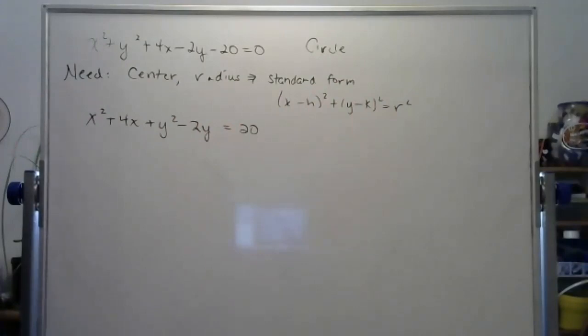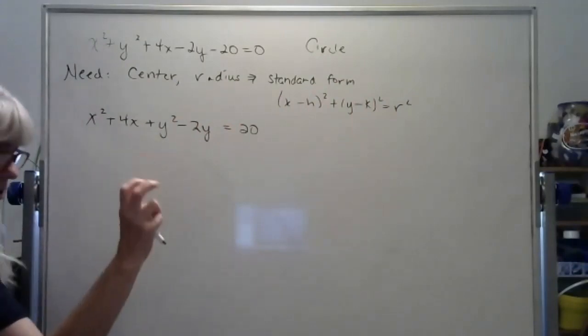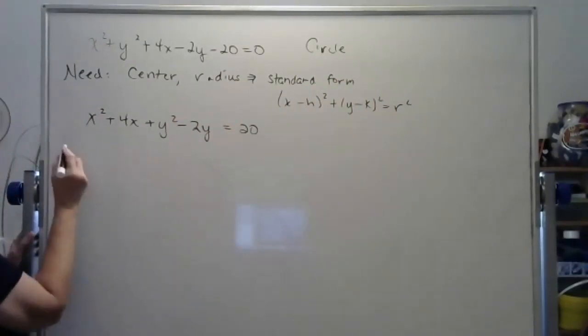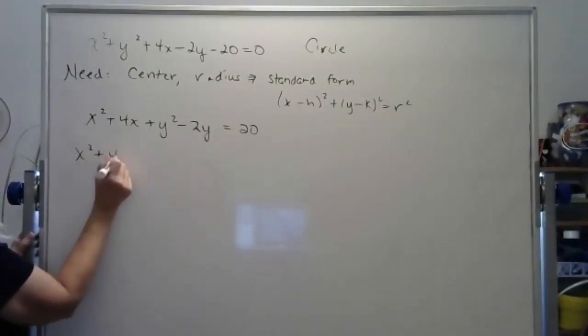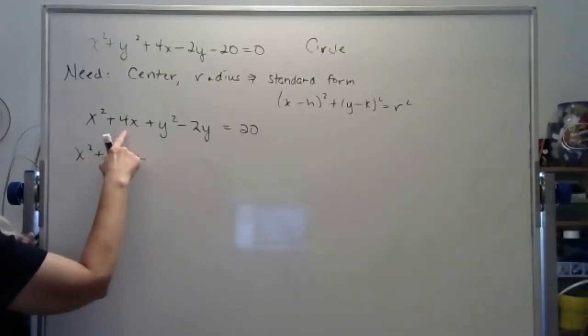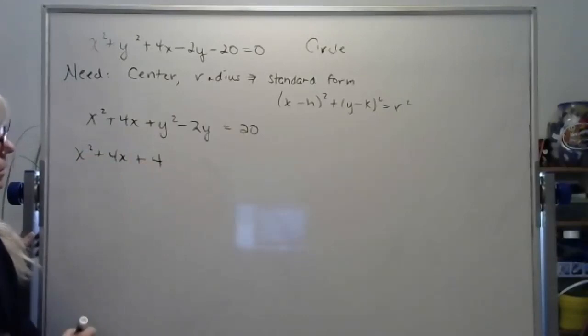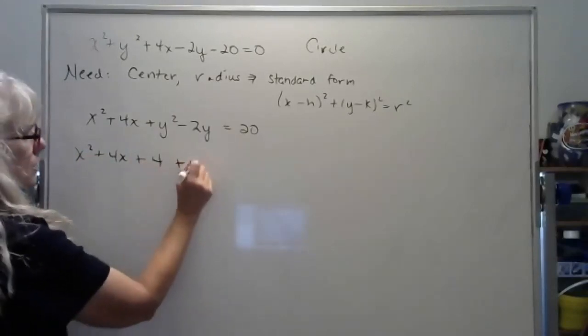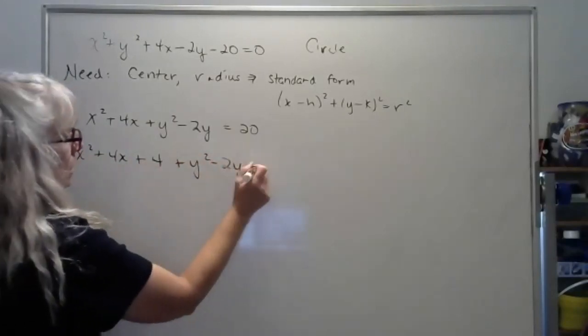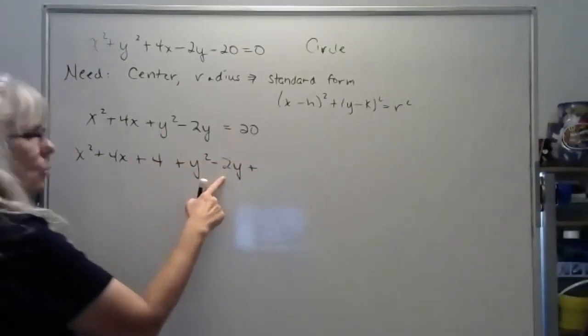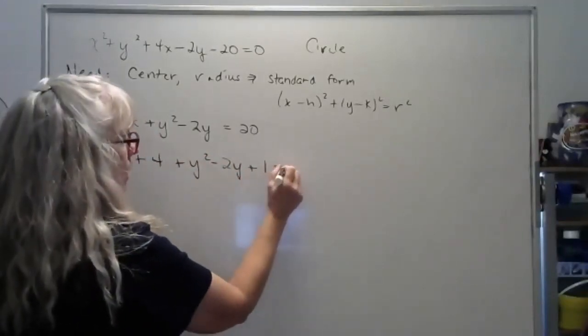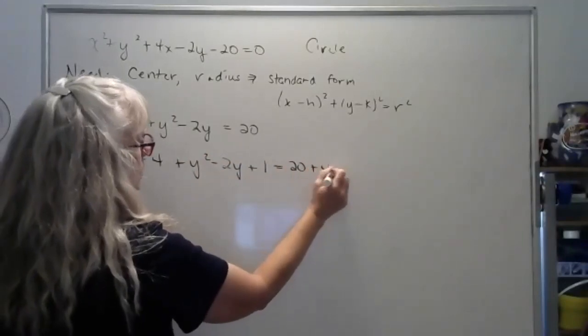So to complete the square, you come in and you take half of the first degree terms. So for the x's, we've got x squared plus 4x. Well, half of 4 is 2, and 2 squared is 4. We'll do the same thing for the y's. So half of 2 is 1. 1 squared is 1, which equals 20 plus the 4 plus the 1.